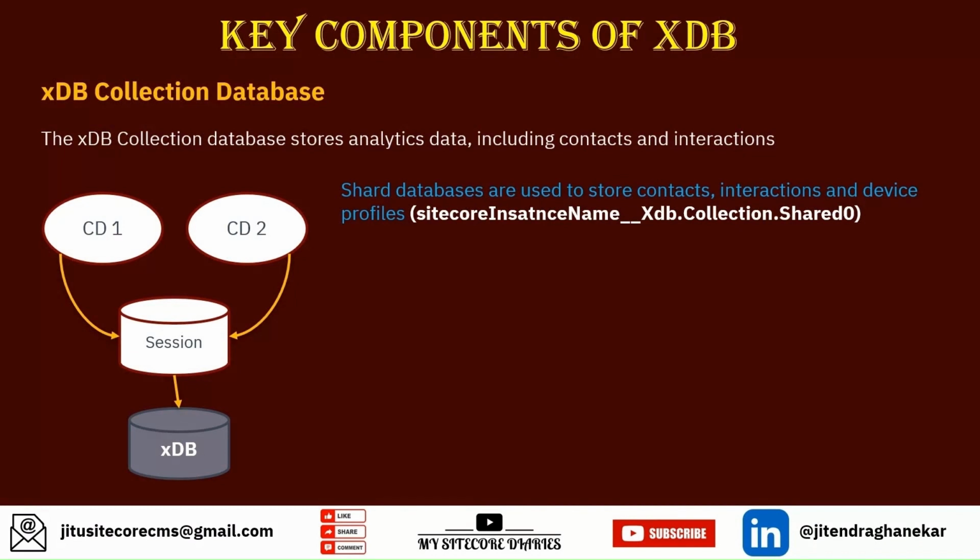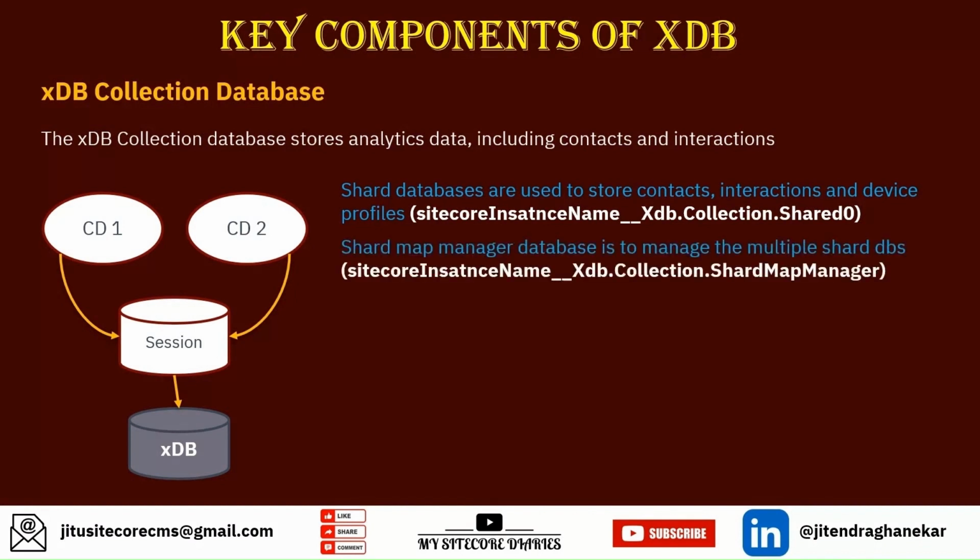One is the shard databases, which store the contact, interaction and device profile. If you have installed the xDB, you will find a database named Sitecore instance name underscore xdb double underscore xdb collection dot shard 0, shard 1, shard 2. So that is the sharding. Depending on the number of shards you have created, the data gets stored in the contact, interaction and device profiles.